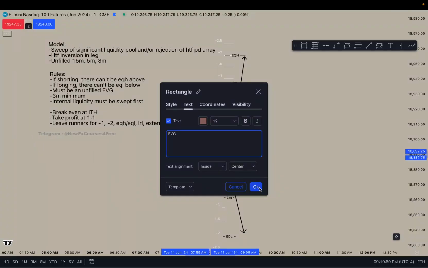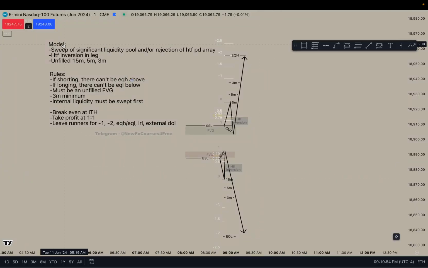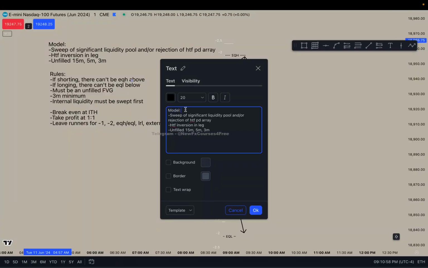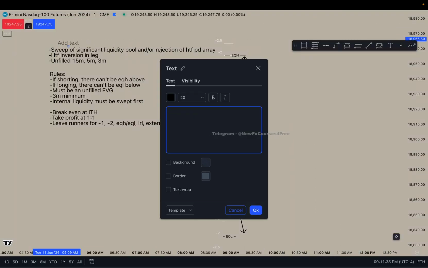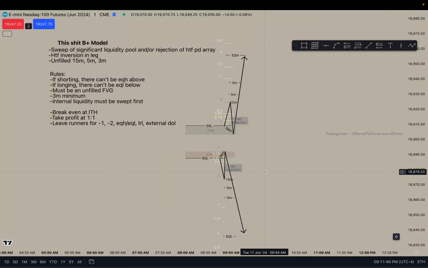Blake's inversion against the trend. The brain rot model, bro. You have zero brain if you take this trade. No, I'm joking. I like this a lot. That's crazy. All right, bro. I'm just going to name it Blake's model. I'll come up with a name for it tonight. We'll think. This B+ model, that's the model.